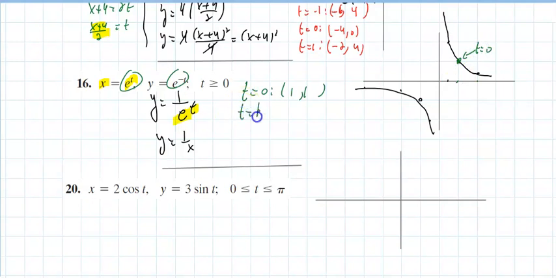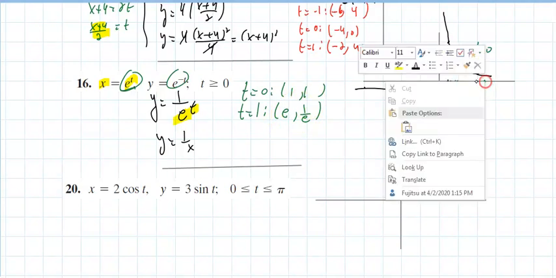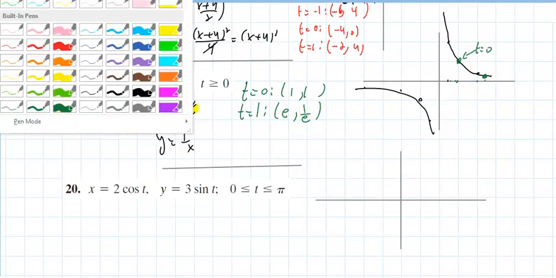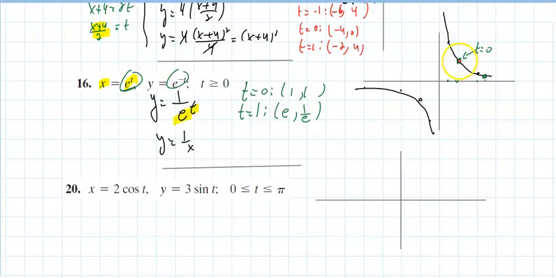And how about at t equal 1? E to the 1 and 1 over e. In case you forgot, e is 2.71, so 1, 2.71 is about right there. And 1 over 2.71 is 0 point some. So I figure out that I'm only tracing this part of the graph. And the rest is not really there. You could erase it, or you could just cross it like that. Either way, I don't mind.